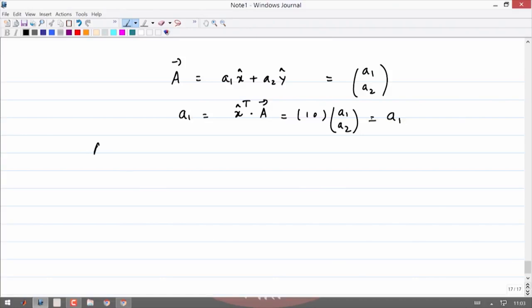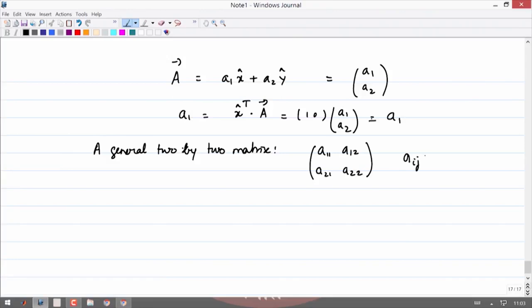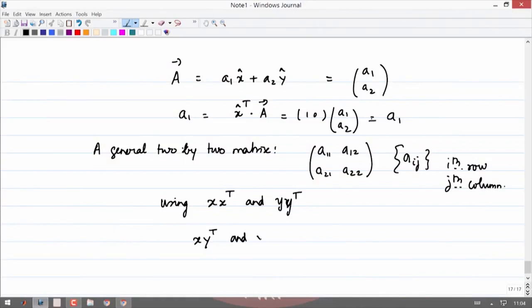Now, if I represent a general 2 by 2 matrix A11, A12, A21, A22 to indicate the row column element. So, Aij is the element of the ith row and jth column element. Okay. If we do that, then to represent this using the operators that we have written down, namely x xt and y yt, I will find out that these two are not enough, but I also need to know what is x yt and y xt.